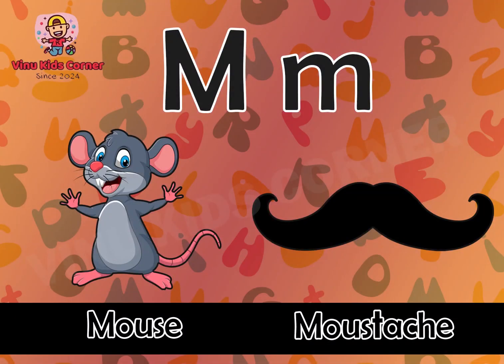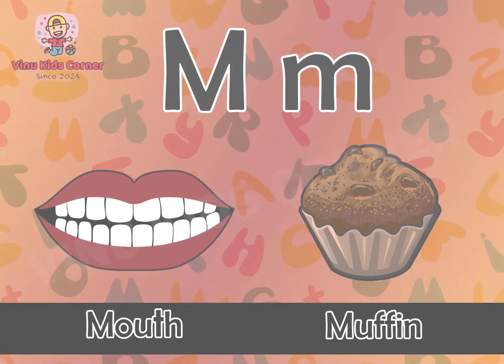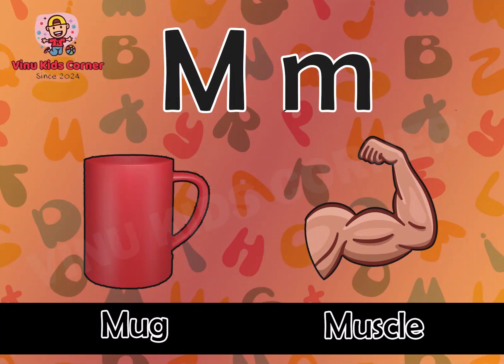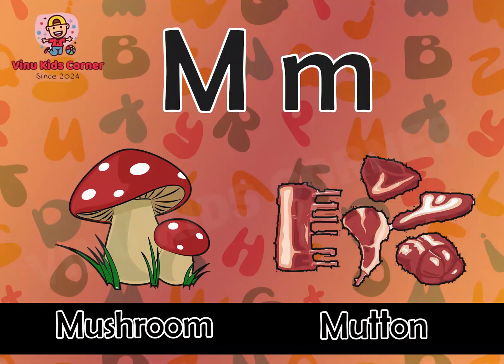M is for mouse. M is for mustache. M is for mouth. M is for muffin. M is for mug. M is for muscle. M is for mushroom. M is for mutton.